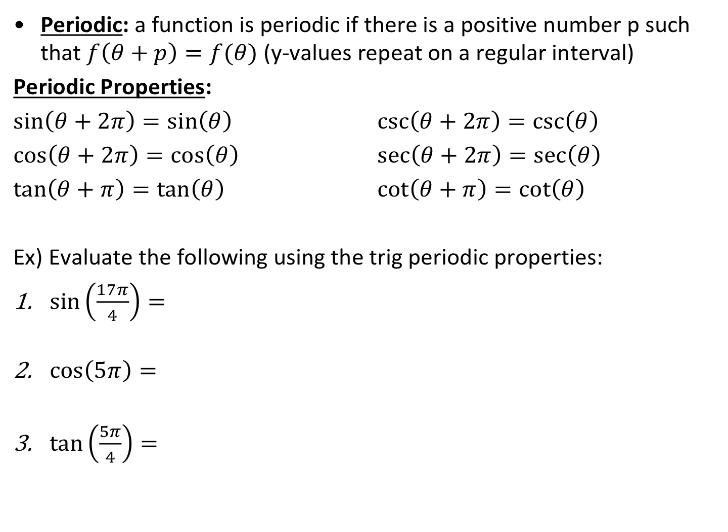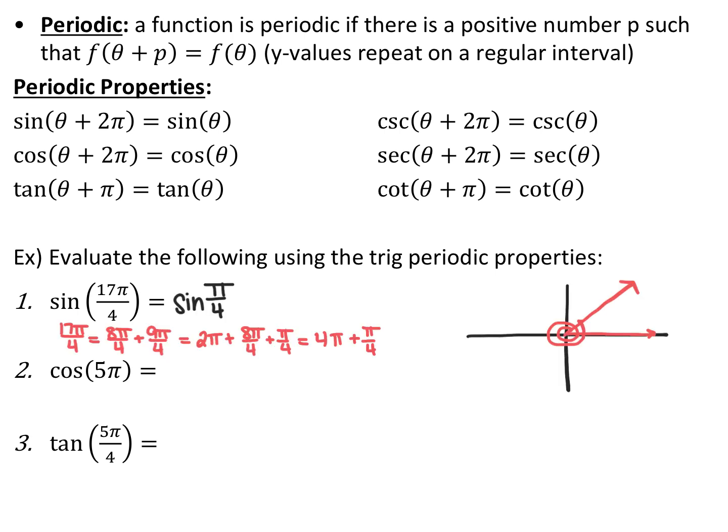So we can use these rules to help us evaluate trig functions when the angle measurement is either bigger than 2 pi or smaller than 0. We can use these periodic values to help us out. So for the first one, we have sine of 17 pi over 4, which I notice is bigger than 2 pi. So 17 pi over 4 is bigger than 2 pi, so I want to take out one full rotation to see if I have something that I recognize on my unit circle.